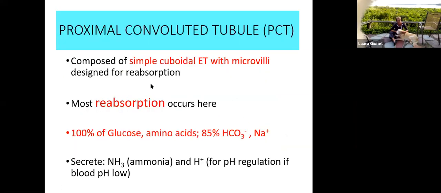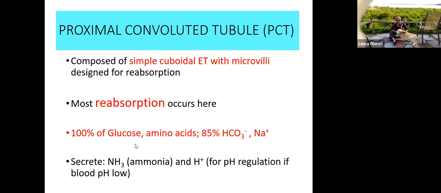Okay, so now we enter into the proximal convoluted tubule. Very long kinked hose, kind of like a small intestine, with villi on those cuboidal cells, that is designed to facilitate reabsorption. Most reabsorption of molecules is going to occur in the proximal convoluted tubule, just like 99% of the absorption of nutrients and water is going to be in the small intestine.